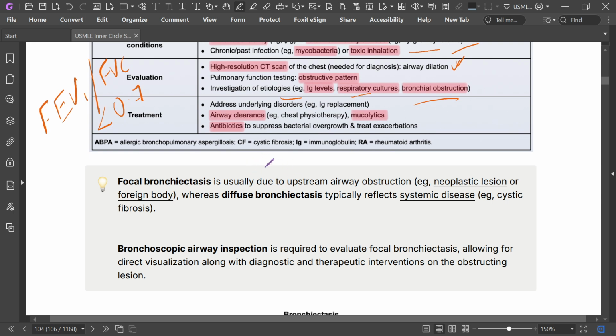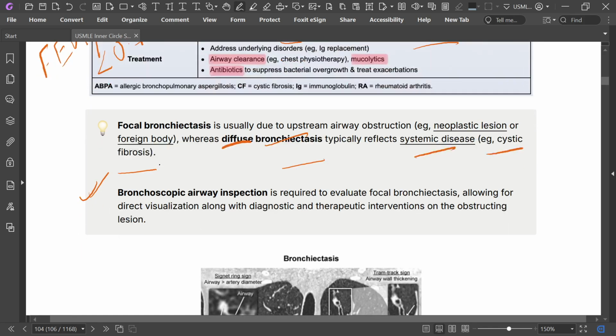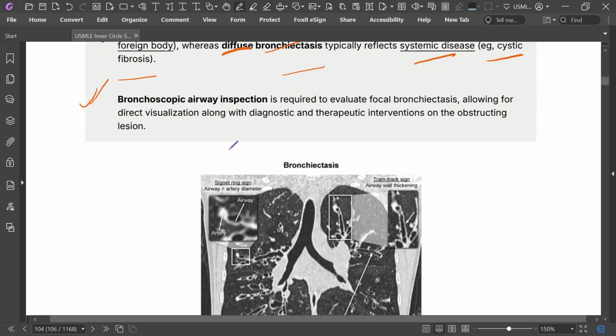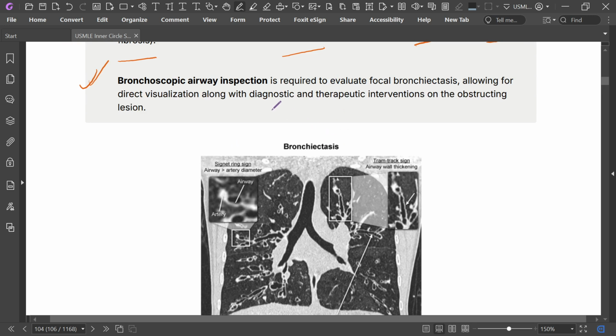Now, focal bronchiectasis is usually due to upstream airway obstruction, a neoplastic lesion or foreign body. Diffuse is due to systemic disease like cystic fibrosis. Bronchoscopic airway inspection is required to evaluate focal and diffuse bronchiectasis, for direct visualization along with diagnostic and therapeutic intervention.